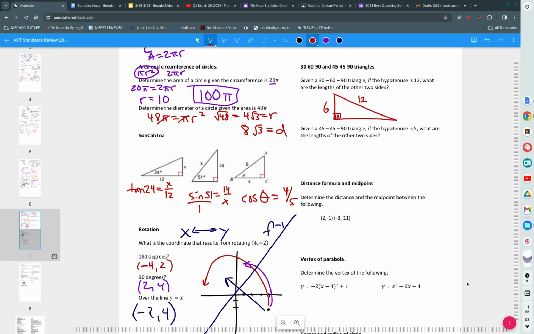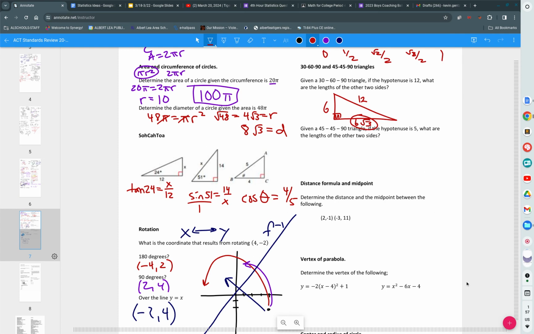Remember what we do in order to get the other side? Multiply by the square root of 3. So we got 6 root 3. The reason why this should be familiar is when we did 0, 1/2, root 2 over 2, root 3 over 2, and 1, notice that we multiply 1/2 by the square root of 3 to get square root of 3 over 2. That comes from our trigonometry stuff.